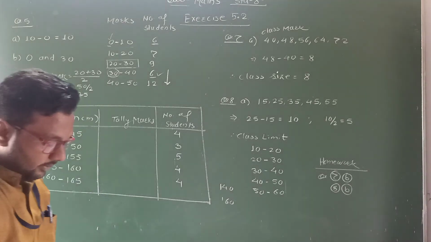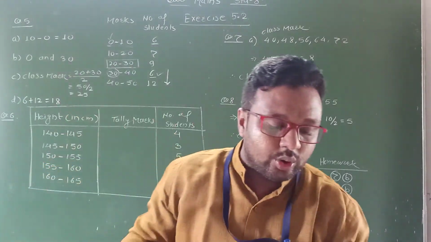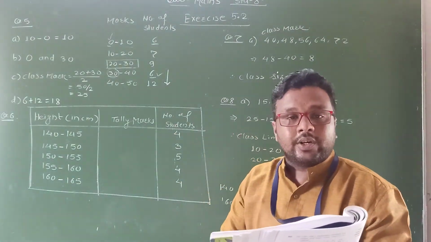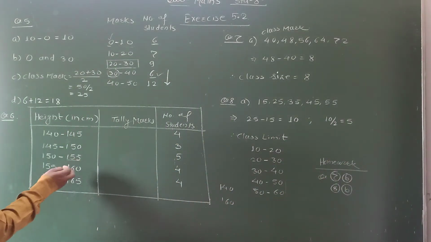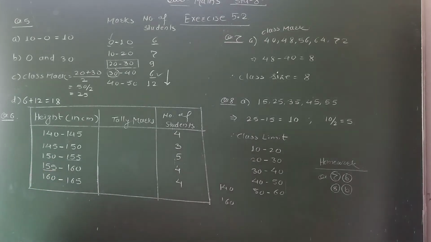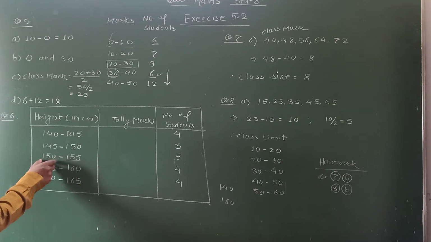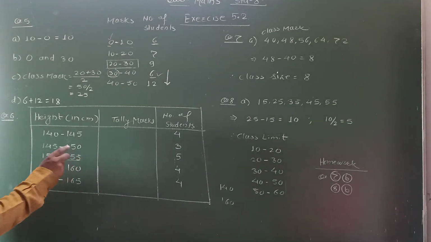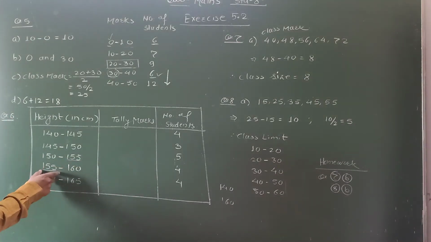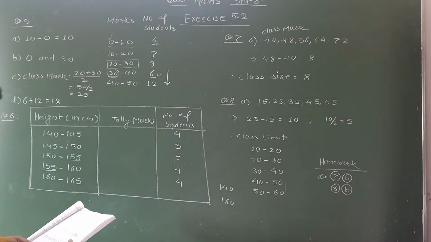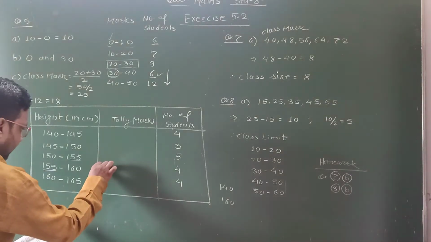Understood? Then tally mark. Now see how to give the tally mark. See the number 155. Now 155 is in this class interval and also in this class interval too. Then where do we have to take this number, 150 to 155 or 155 to 160? See, what is the meaning of 150 to 155? This means up to 154. 155 will come in the next class interval. Therefore, this number we will take in this class interval. Here we give the tally mark.